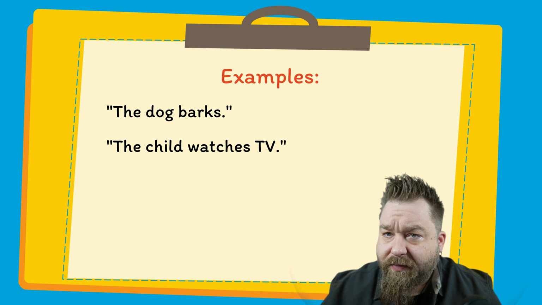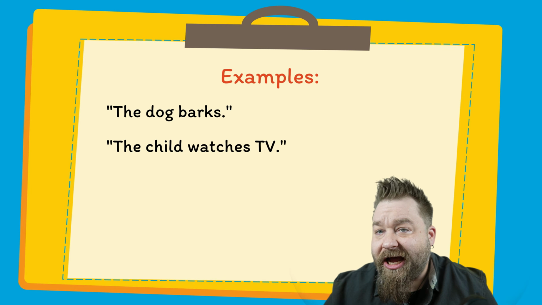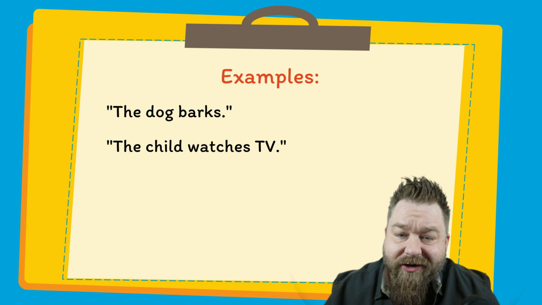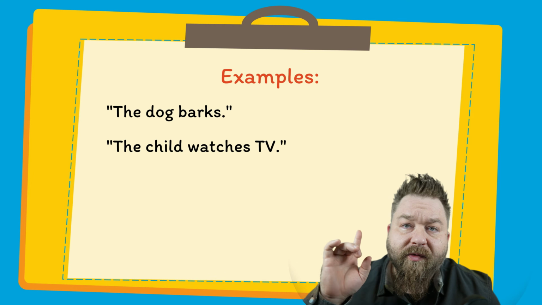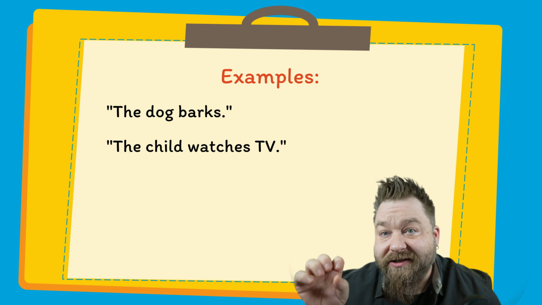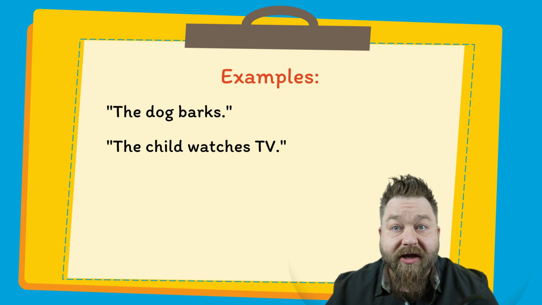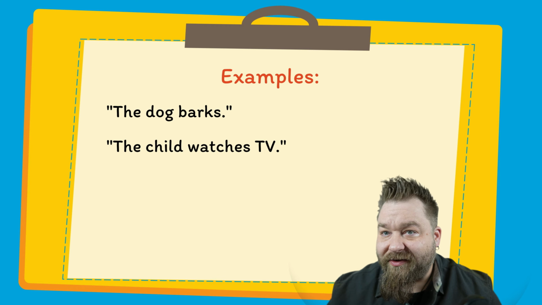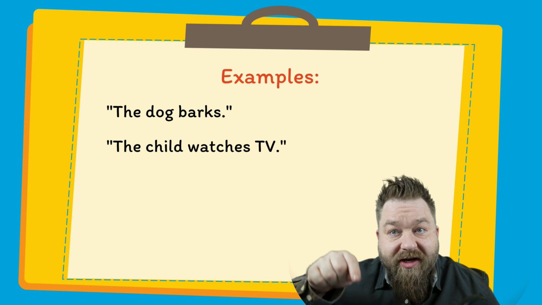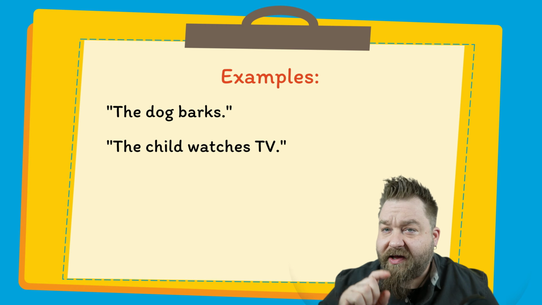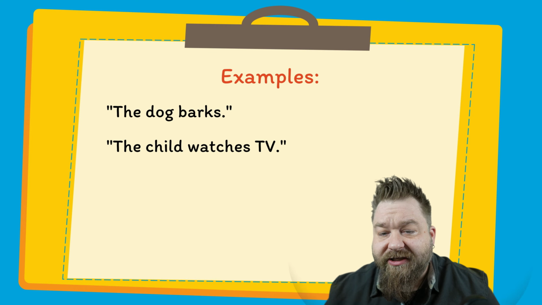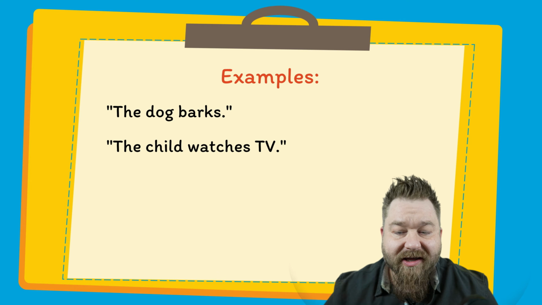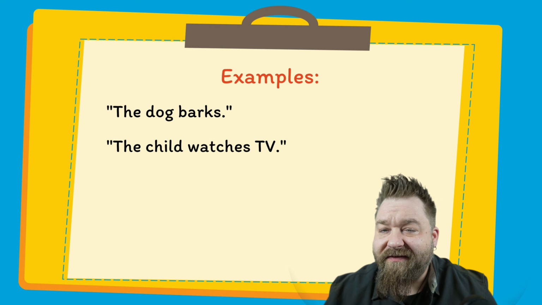The dog barks and the child watches TV. See that? This is a singular noun, right? One dog. So we've added S, barks. What's that action? Barking, right? The dog does what? Bark. Add that S, okay? Now, the dog is barking now, right? Barks. Second one, child watches. We added that ES to that verb. Okay, the child watches TV.